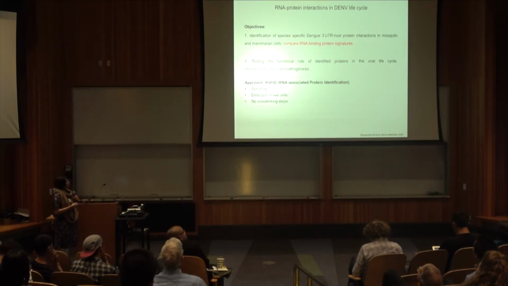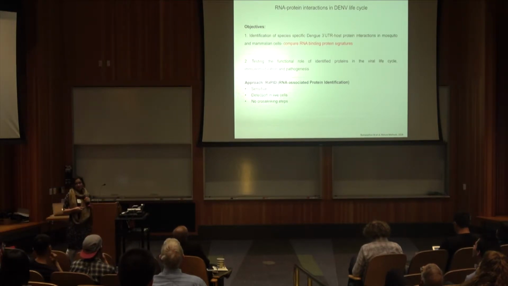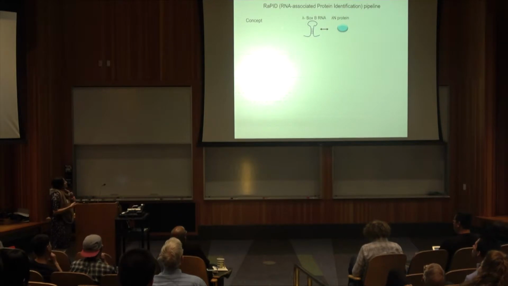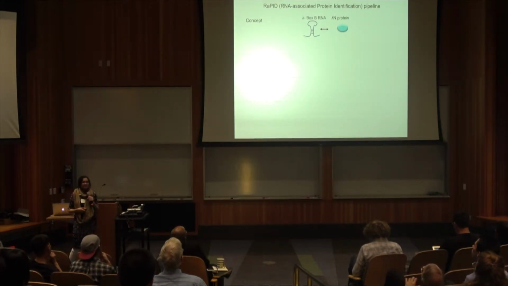We have used a novel approach, a biotinylation-based approach called RAPID, to detect RNA protein interactions. This was recently developed by the Kavari lab at Stanford. RAPID is designed based on the highly specific interaction between the lambda phage box B RNA motif and the lambda N protein.